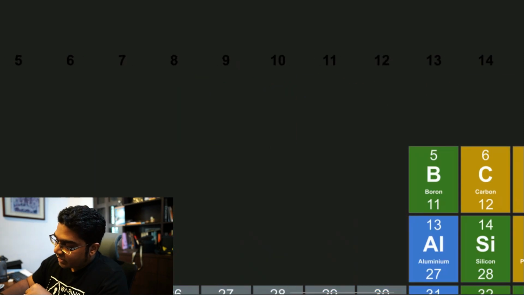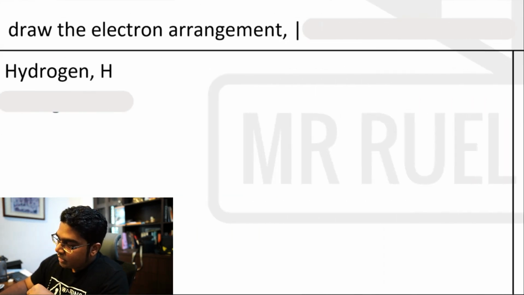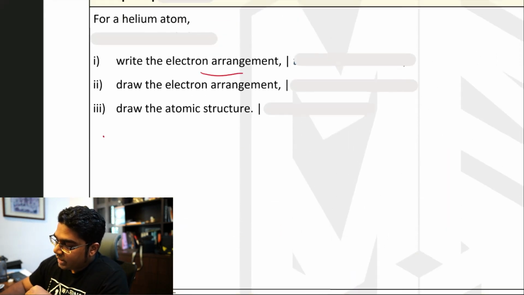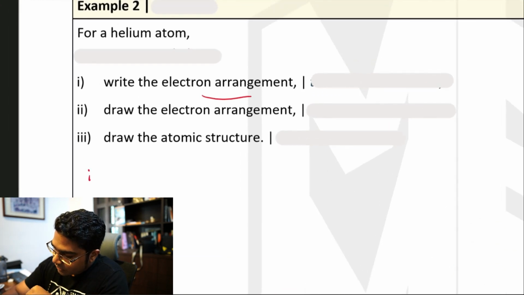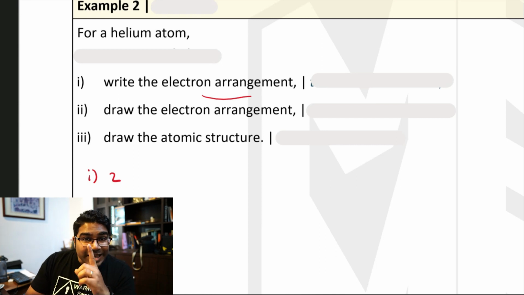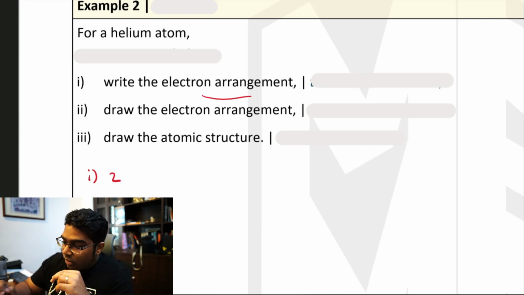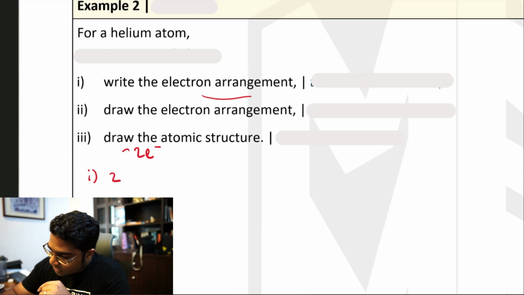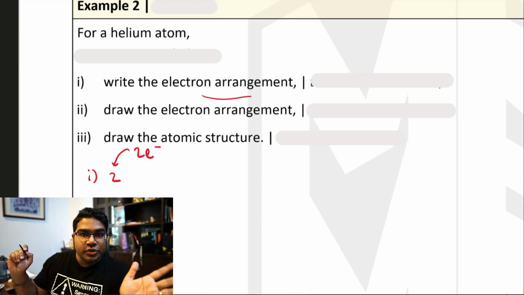Now that we have the number of electrons, we can write the electron arrangement. So for helium, the electron arrangement would simply be 2. The first shell can take a maximum of 2 electrons, and all of it can fit into the first shell. So that's it, just 2.